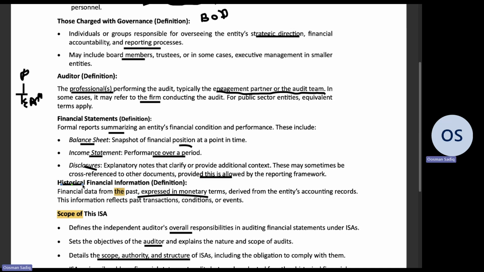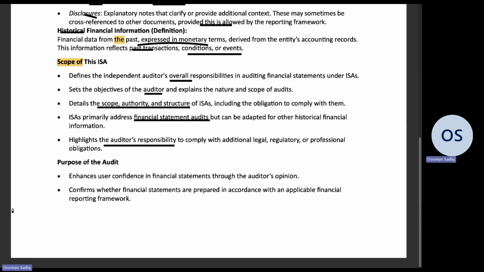Historical, okay? Similar to the historical cost concept, in which you were taking the old cost for an asset. Same. The idea is that you are auditing the old information. You are not auditing the future, right? Derived from entities' accounting records. They reflect past transactions. The keyword is past conditions or events. Okay. Now you have this scope you've done.